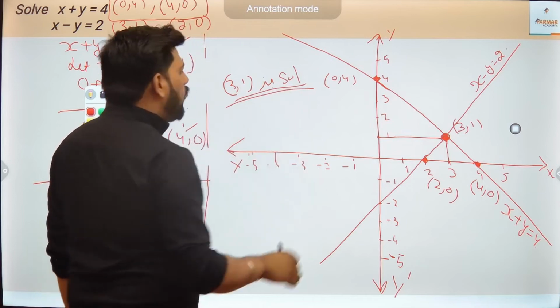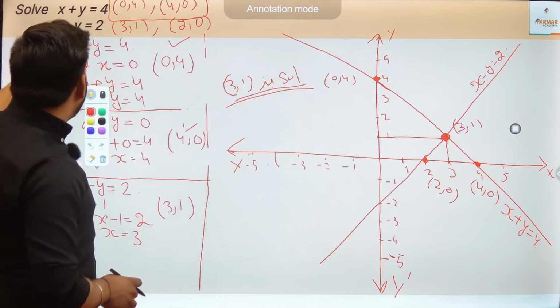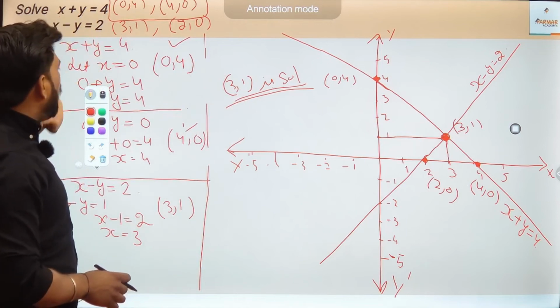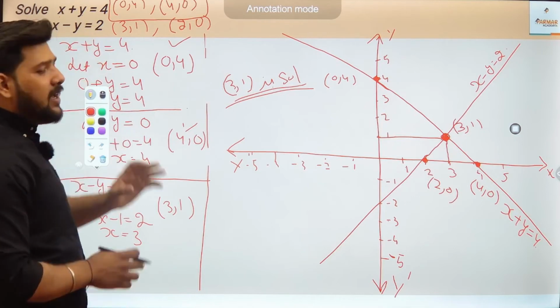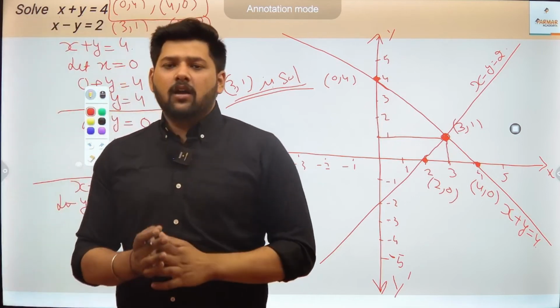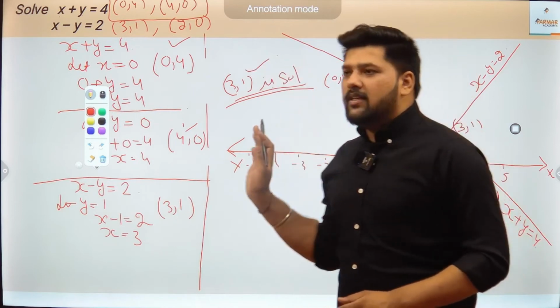Now if we want to verify the solution, just put these values in both equations. So look at here, 3 plus 1, that is 4. Yes, first condition is satisfied. Second is 3 minus 1, 2. Yes, second condition is also satisfied. So this 3 comma 1 is the correct solution for this question.